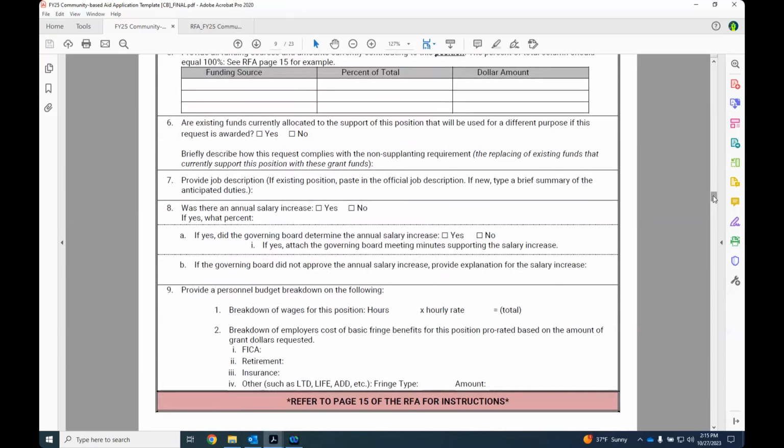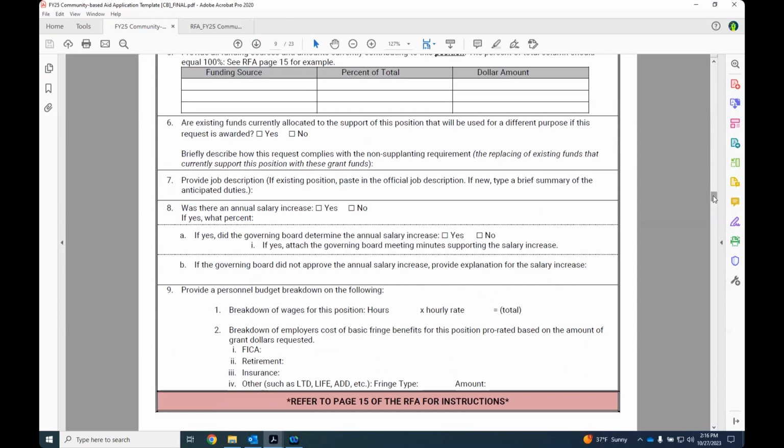Then on number 9, if you look down on part 2, section IV rather, for other, we do want to know the fringe type and the amount. So if you have long-term disability that you're requesting, please put LTD and then the amount that you're requesting for that. If you're requesting life or anything else, there are some other smaller fringes that can be requested that aren't covered with FICA, retirement or insurance, but we do need to know which is which and what the amount requested for each is.